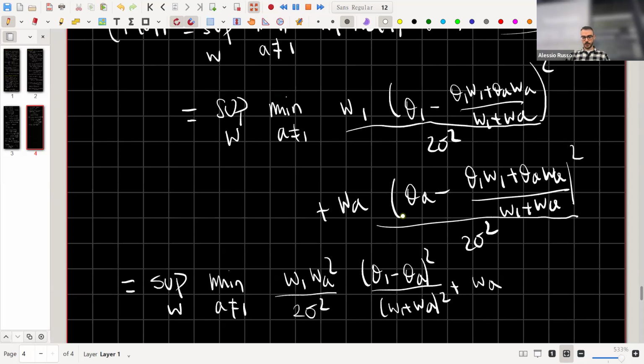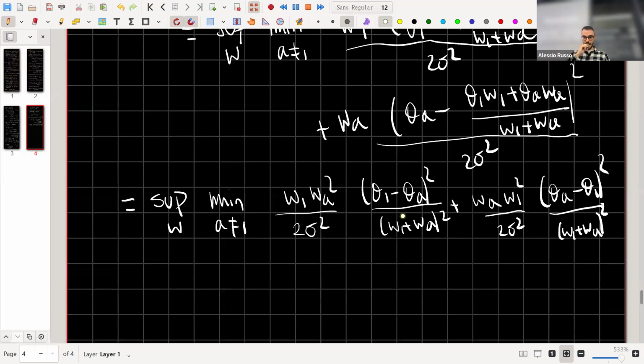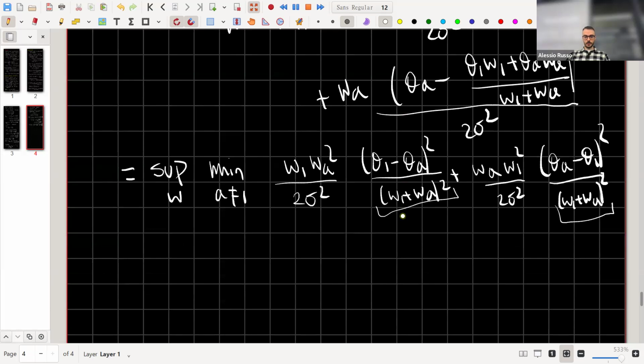And here we have W1 squared divided by 2 sigma squared, theta A minus theta 1 squared, divided by W1 plus WA squared. Okay, so these quantities are the same. We can simplify, right?